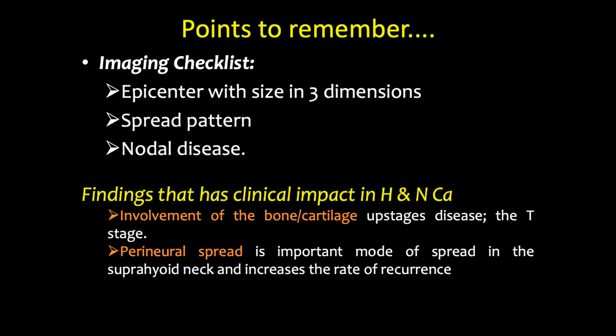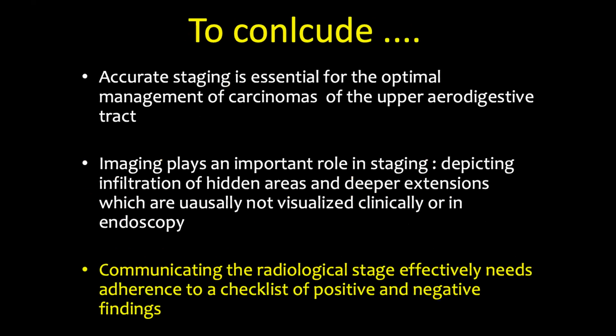So points to remember: the imaging checklist must have the epicenter of the tumor in 3 dimensions, the spread patterns, and the nodal status. The findings that have clinical impact in head neck cancer are the bone or the cartilage involvement, because the surgical management would completely change if there is bone or cartilage involvement, and perineural spread would have implications on the outcomes as well as the recurrences.